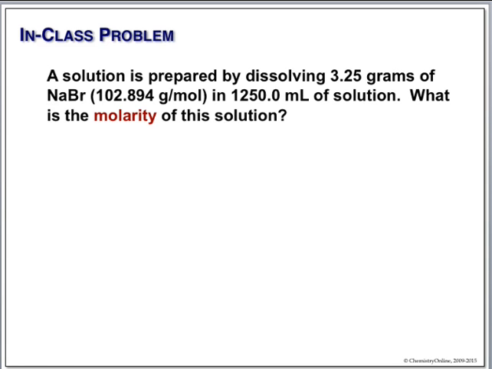Well, 1 mole of sodium bromide is 102 grams, isn't it? We only put in 3.25. This is 1,250 milliliters. Remember, there are 1,000 milliliters in every liter. So this is 1.25 liters. All right.